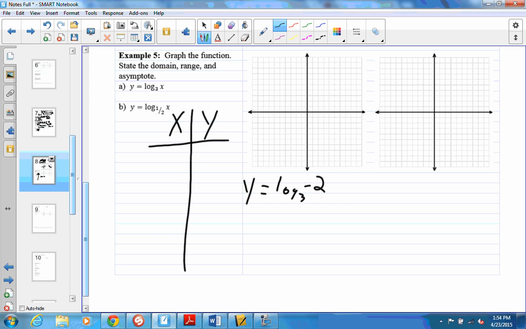What if I flipped this, guys? What if I used -2, -1, 0, 1, and 2 on the other side? What if it was y? What if -2 equals log base 3 of x? What is this then asking me? Solve for x, but put this into exponential form. So base 3 raised to the -2 power equals x. So what is x? 1/9.